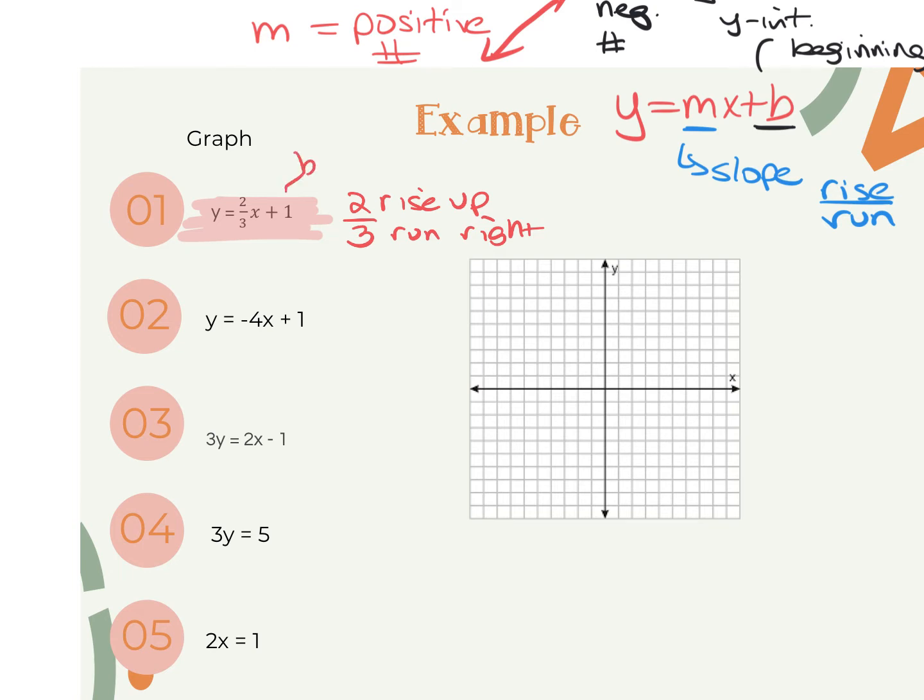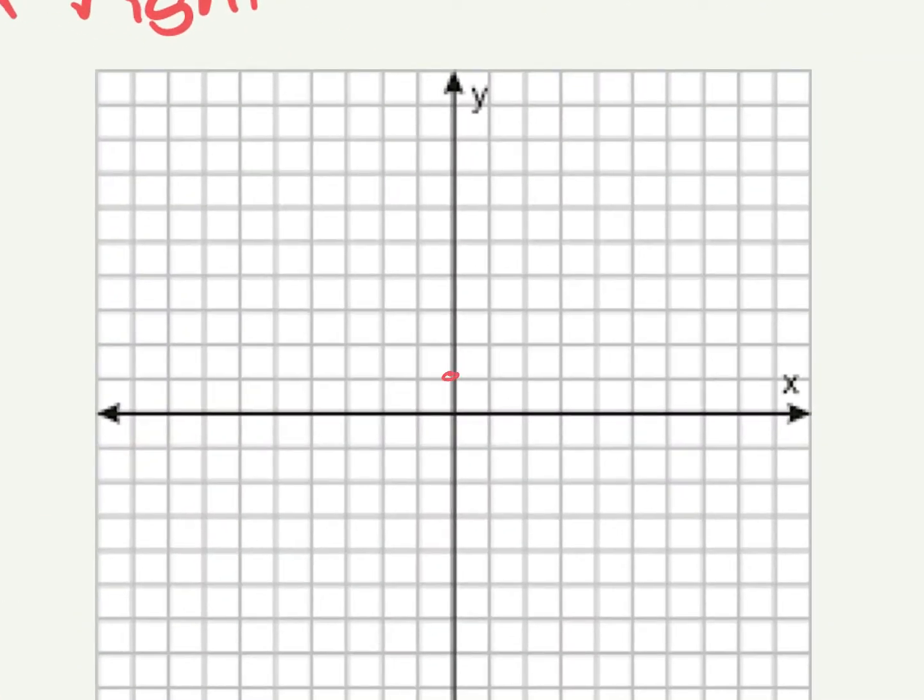So this is where I'm going to begin. I'm going to come over here on positive 1, put my first point, and then from there I'm going to move up 1, 2, and then I'm going to run 1, 2, 3 to the right. And that's where my second point is going to go. Now, if you remember from your geometry days, all you need are 2 points to make a line, so you can just connect them. Remember, if you want a more precise line, you can keep moving. You can rise 2 and run 3 over and over again.